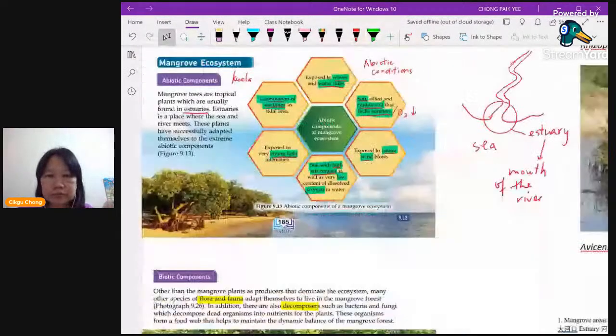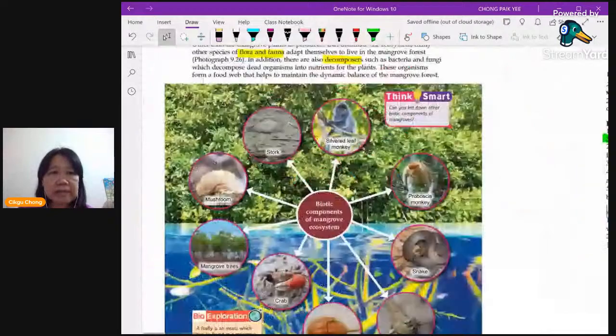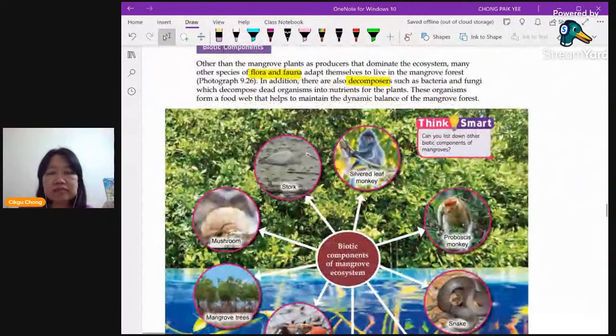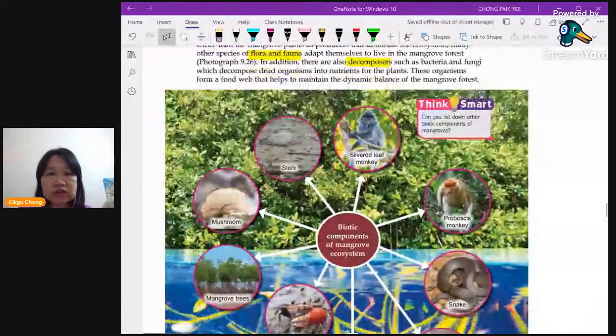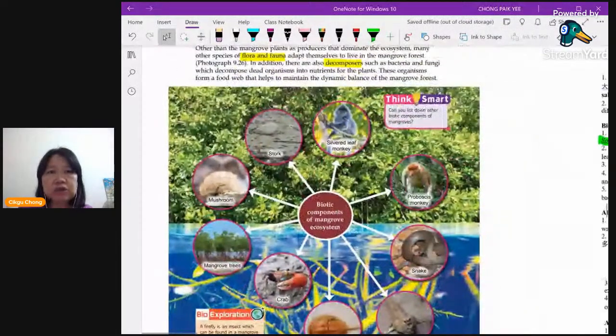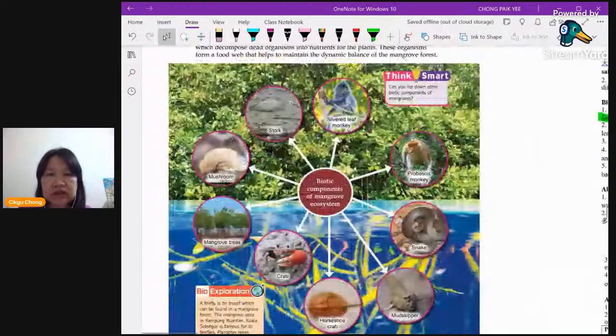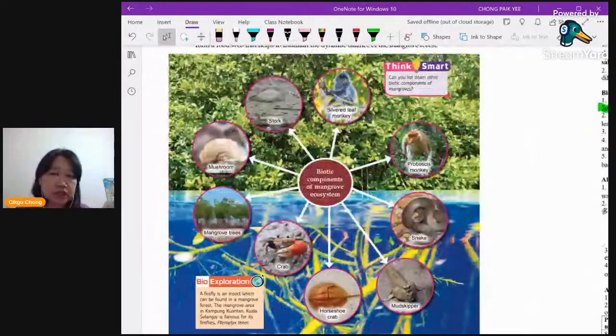Then you will see here, now these are the biotic components. So in the mangrove ecosystem, you will see this kind of organisms. You will have, of course, decomposers. Decomposers will be those bacteria and the fungus, or the saprophytic bacteria and the fungus in the soil, in the mud. Not sand, it's actually mostly mud.